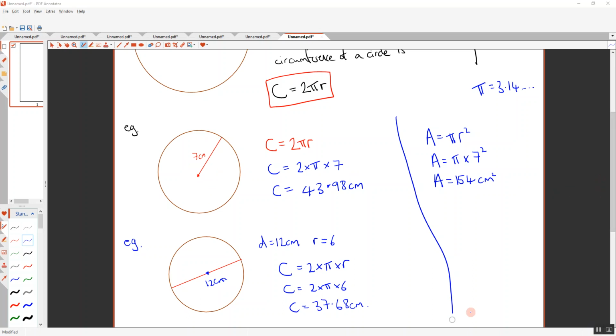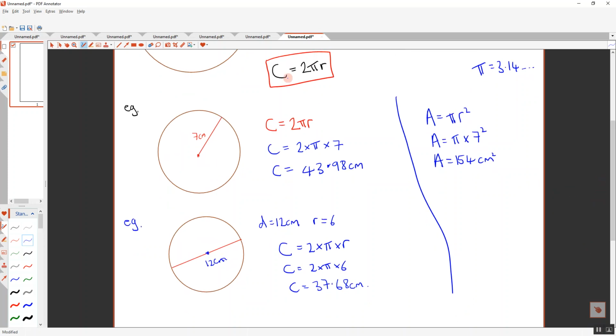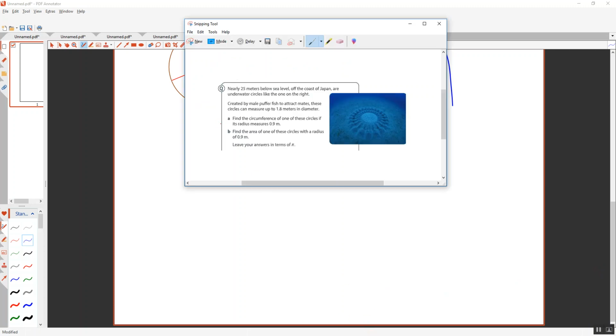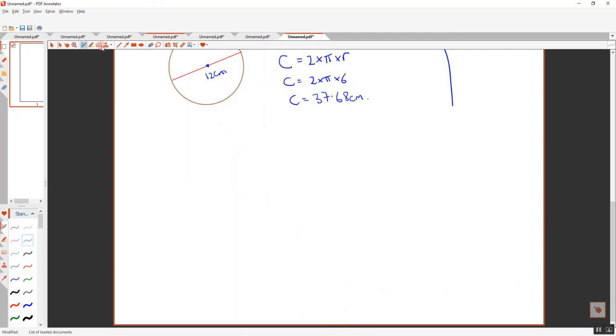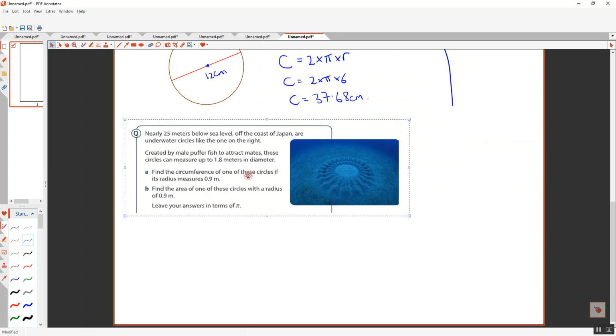Good. So feel free to go back and watch any of this. We did go through it pretty quick. But our formula is C equals 2 pi r for the circumference. Let's just do one more. I'm going to take this question and copy it in, and let's put it down here.